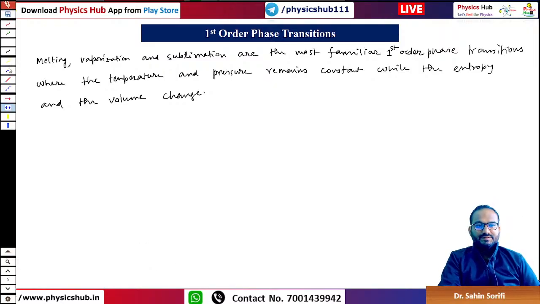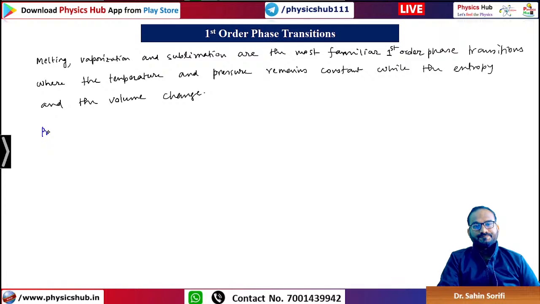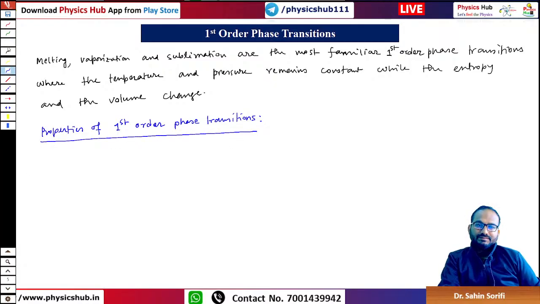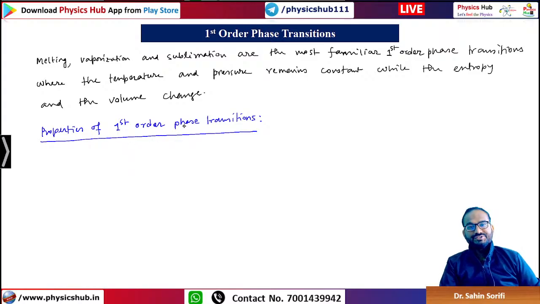Now, what are the properties of a first order phase transition? Look, we will talk about it later also. For the timing, I am telling you that the order of the derivative of G which is discontinuous in nature is the order of the phase transition. So if it is a first order phase transition, it means the first order derivative of G will be discontinuous.